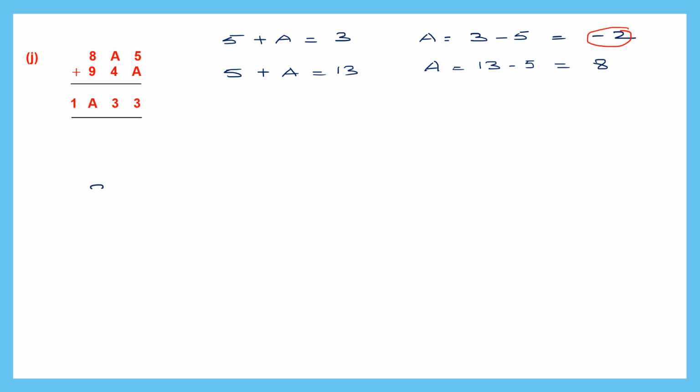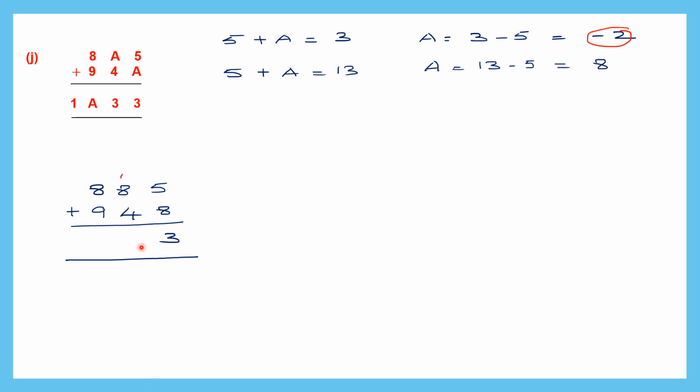So here it says A and then 5. So in the place of A, I'm going to write 8. We just found out 8, 5. In the second row, we have 9, 4 and A again, which is 8. Now let's add this up and see what we get. 5 plus 8 is 13. So we write 3, carry 1. 8 plus 1 is 9.